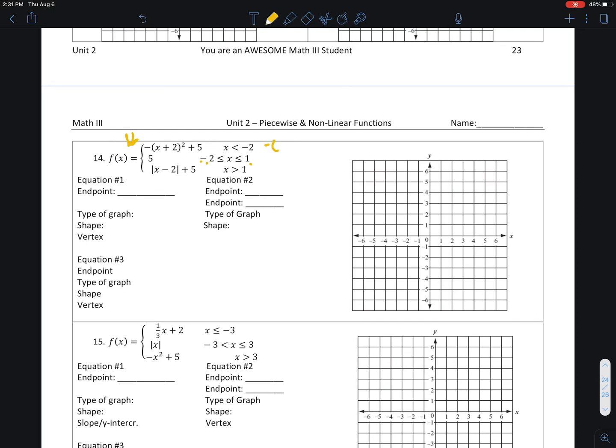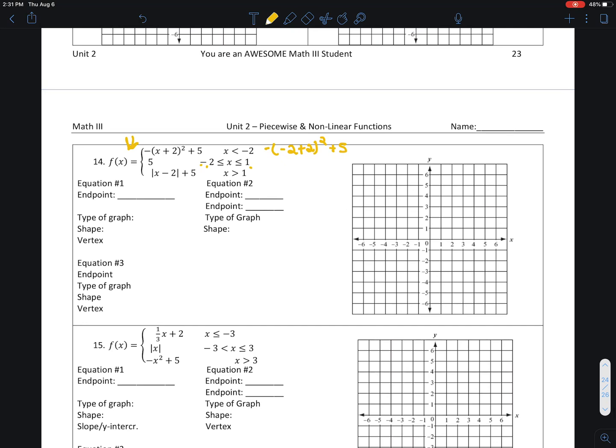Okay, so this first one, our endpoint, if I put in negative 2 here, I get negative 2 plus 2 squared plus 5, which is 0. I'm sorry, which is 5. So my endpoint is negative 2, 5.